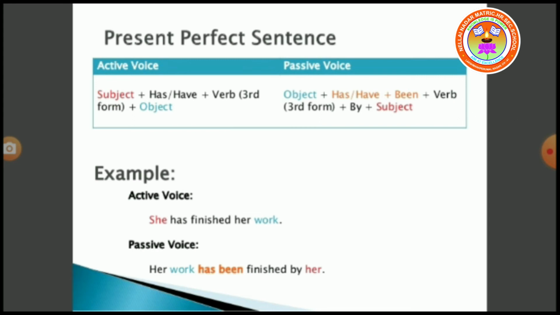So in this tense, we need not write the third form of the verb because it is already used in active voice. So what do we have to do? We have to add only the word been to the auxiliary verb.